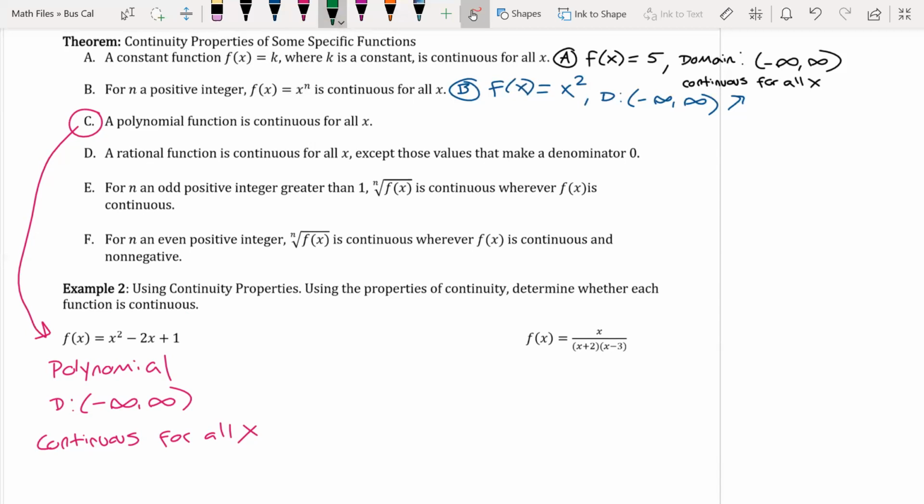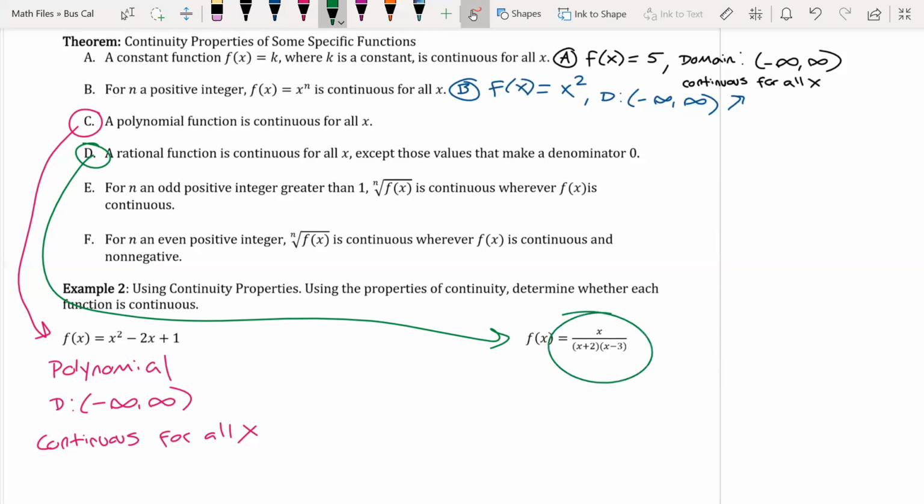D says a rational function is continuous for all x, except those values that make a denominator 0. And remember, rational is just a fancy word for fraction. So for D, we are going to explore the next example on the right: f of x equals x over (x plus 2) times (x minus 3). Once again, rational is just a fancy word for fraction, and what we have here is a fraction, which means first off, label what you have. This is a rational function.